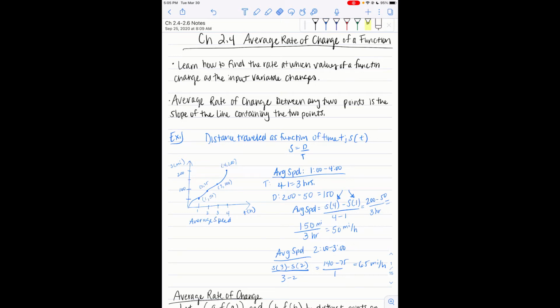Everyone, we're going to be going over chapter 2.4, which is the average rate of change of a function. So we're going to learn how to find the rate at which values of a function change as the input variable changes, and then the average rate of change between any 2 points. We're going to discover that it's actually the slope of the line containing the 2 points.